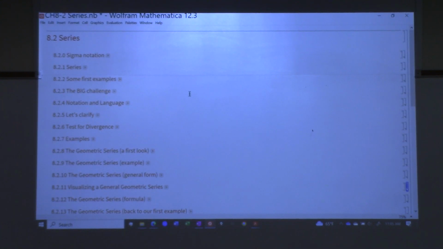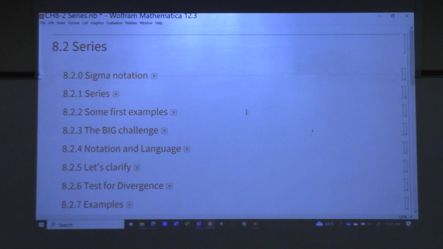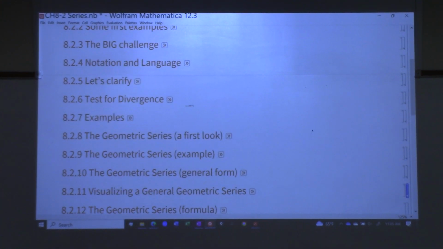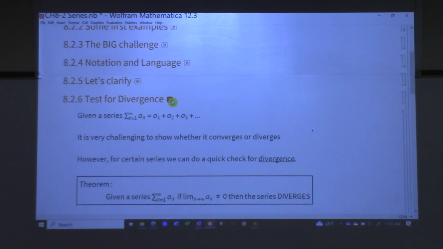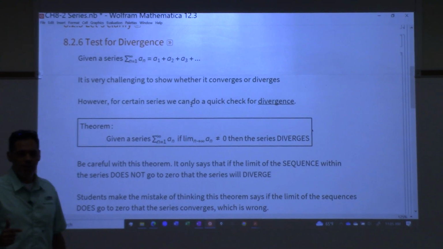All right, so last class we were trying to get into series, right? And we were talking about sigma notation, and we did one test. We had one test out of all those tests, right? We had established the very first test. It was the test for divergence.